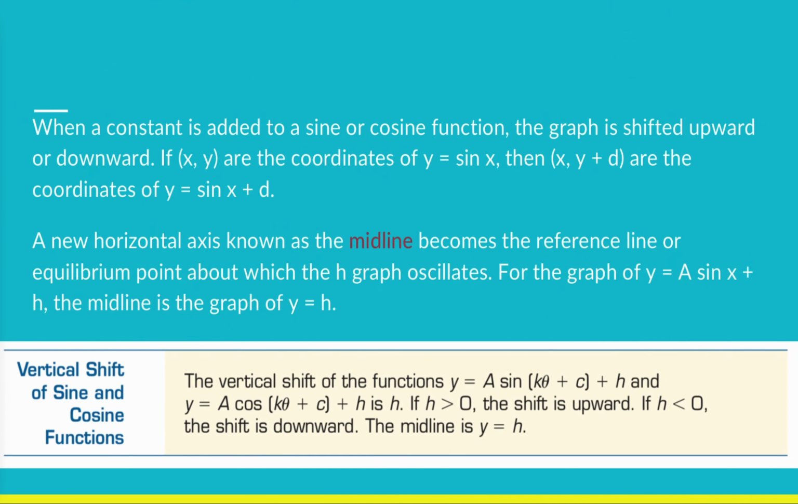When a constant is added to the end of the sine or cosine function, the graph is shifted upward or downwards. So basically you just add whatever that is to the y value. This gives us a new horizontal axis known as the midline, the reference line or the equilibrium point about which the graph oscillates. So for the graph y equals a sine x plus h, the midline is the h part.